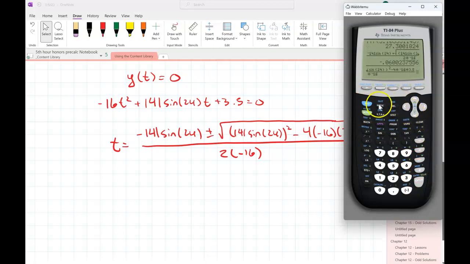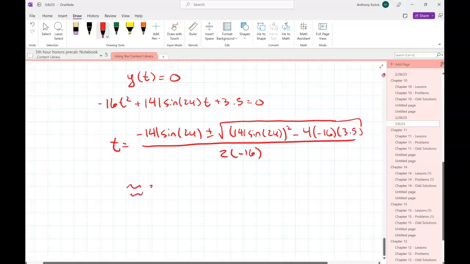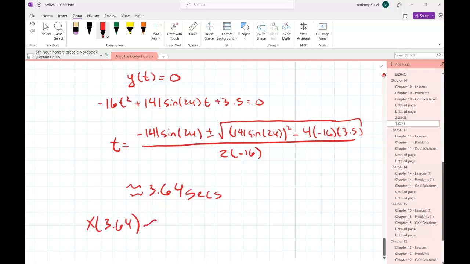So we'll go back and change that and make it the minus then. 3.64, which makes sense to us, right? Because how long did it take to get over the fence? Like 3.1 or something, right? So another half second in the air. I'll buy that. And then we just want x of that number.